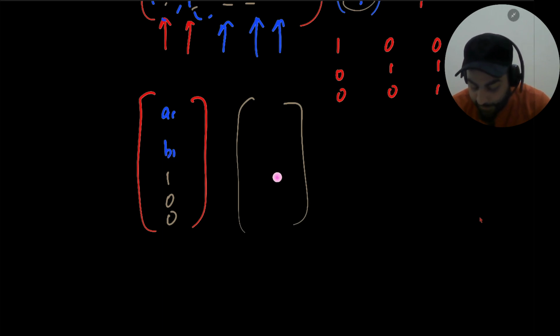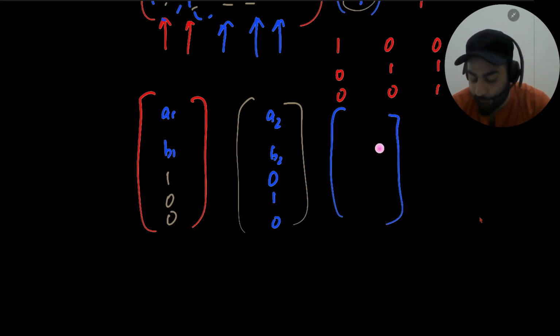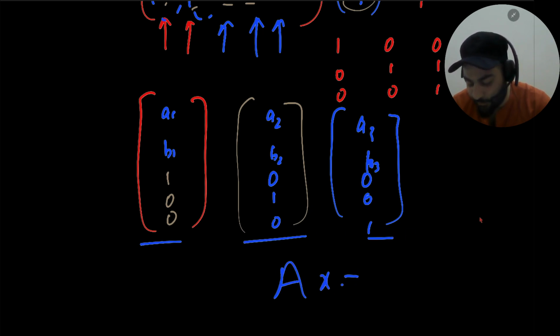In a similar way, I'll give 0, 1, 0. Now it will become a2, b2. I'm just giving a general framework. 0, 0, 1. Now it will become a3, b3. So these 3 will be the solutions to the equation Ax = 0. So what I'm telling you is that if you take this vector, it is a solution of this equation.